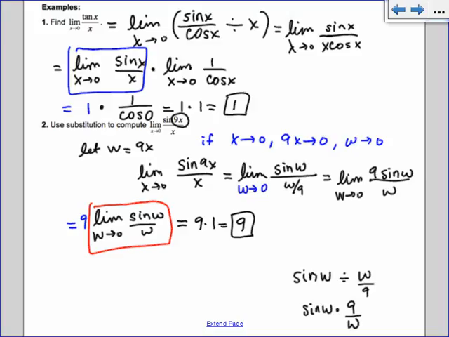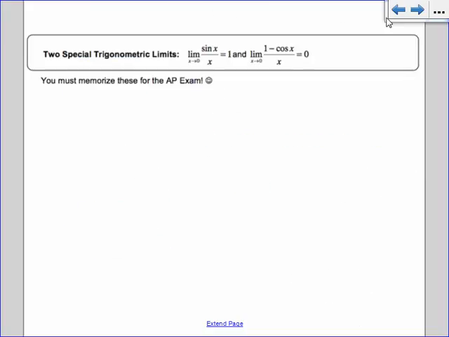So there's going to be a pattern. Let's try one more and see if we can figure out the pattern. Now, I told you that the special trig limit, the limit as x goes to 0 of sine of x over x, equals 1. The limit as x goes to 0 of x over sine of x is also equal to 1, right? It's just the reciprocal. It's also 1.